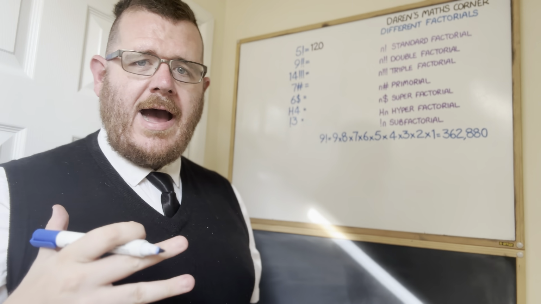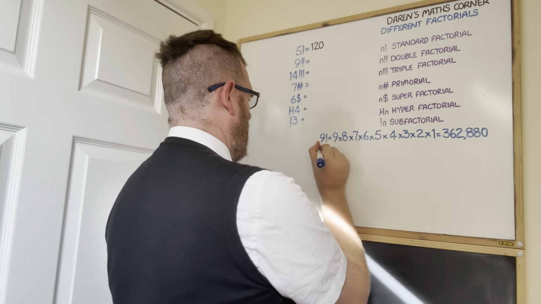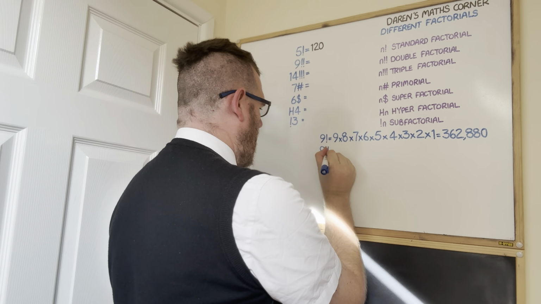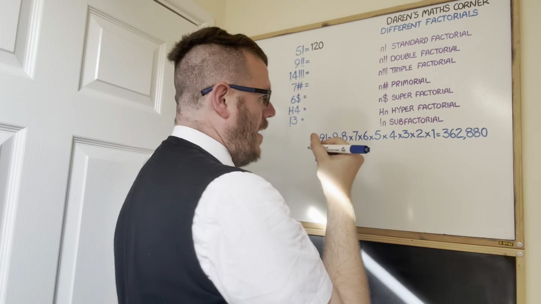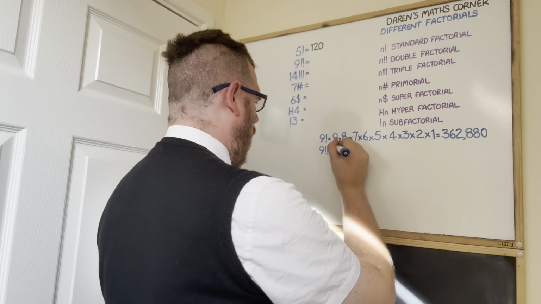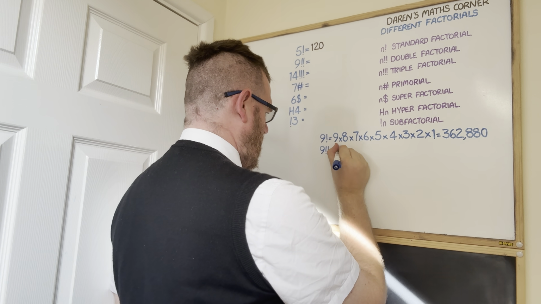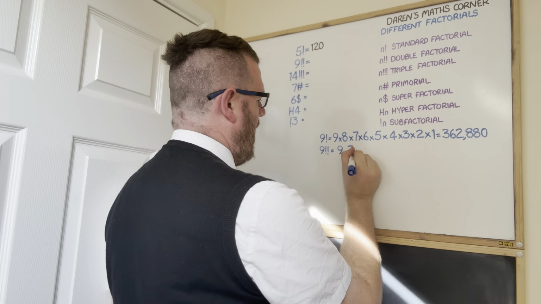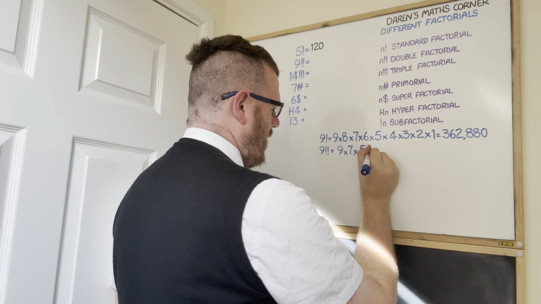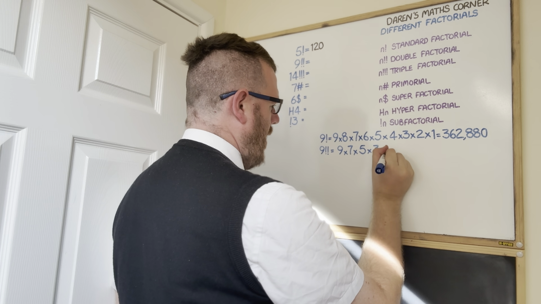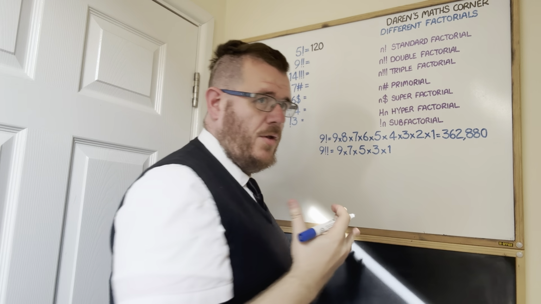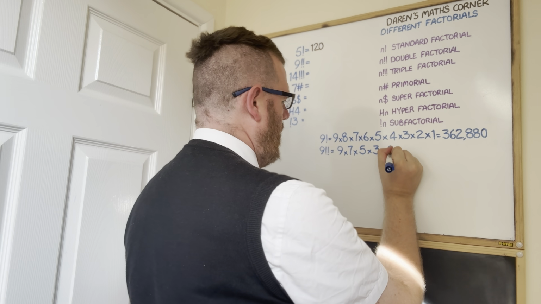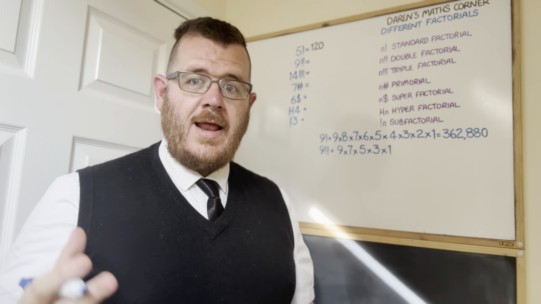But then when you look at a 9 double factorial, instead of taking the sequence down by 1 each time, you're going down by 2, which ultimately makes the number a lot smaller. So you've then got 9 times 7 times 5 times 3 times 1. Now you can ignore the 1 in this because it won't contribute anything to the product, but at least it's there.